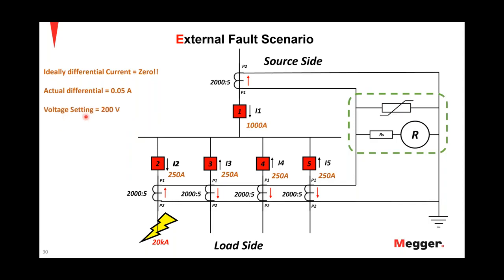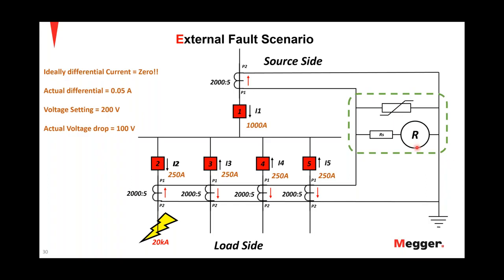So let's say my voltage threshold setting on the relay is 200 volts. Now let us say the high impedance component is around 2 kilo ohms for this particular relay. So based on that, the actual voltage drop that the relay is monitoring is around 100 volts. So of course, in this case, because it's an external fault and the voltage drop has not crossed the threshold point, there shouldn't be any trip from the differential relay perspective, right?